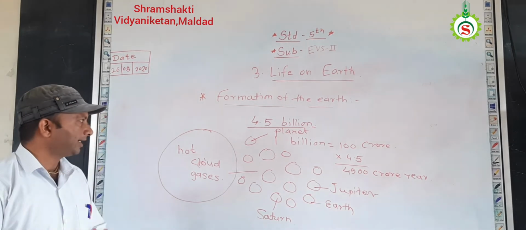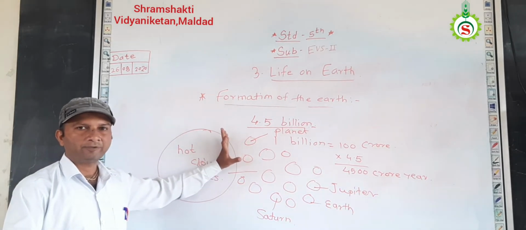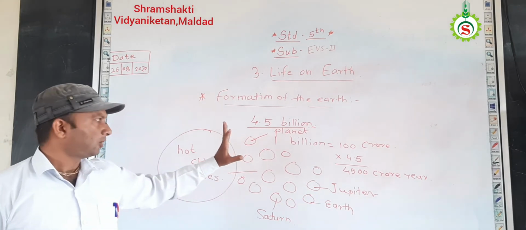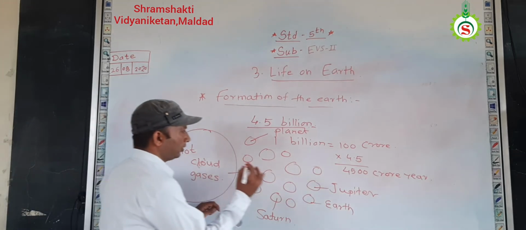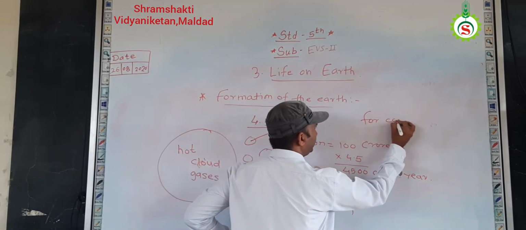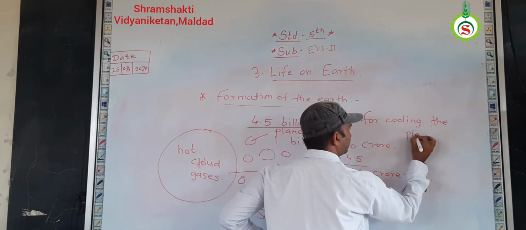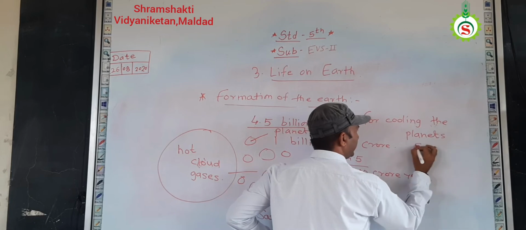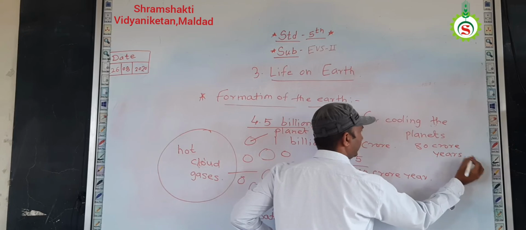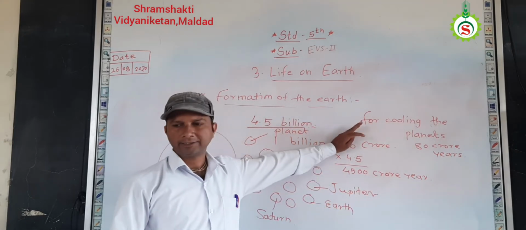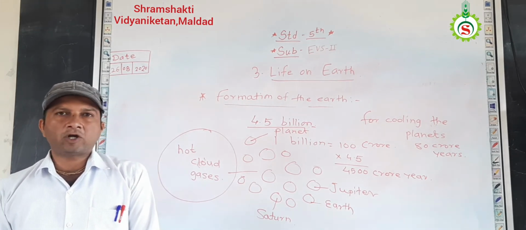Now you know that firstly all the planets or all these objects are very hot, means the temperature is very high. So for cooling of that object, how many years took place? 80 crore years. Okay, so for cooling the planets, 80 crore years were required. Means 80 crore years took place for cooling down the temperature of the object.